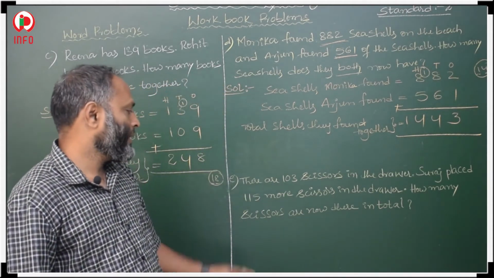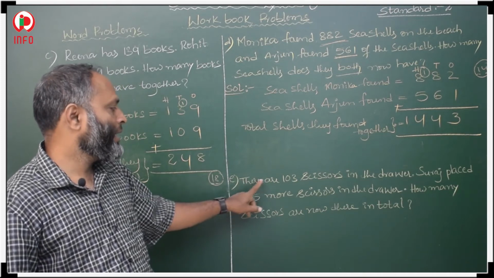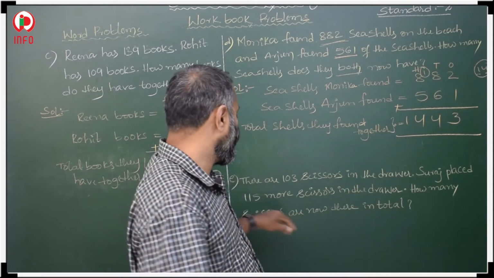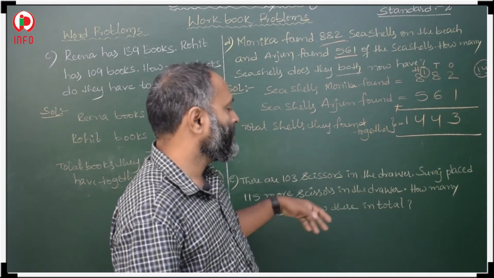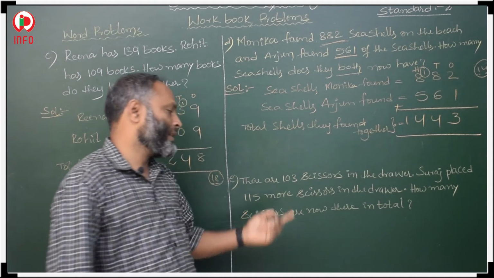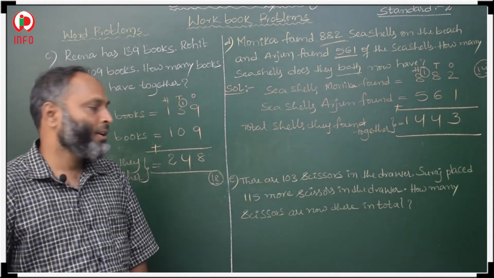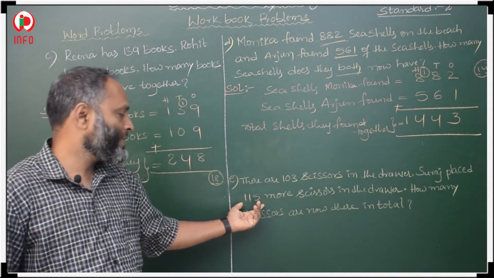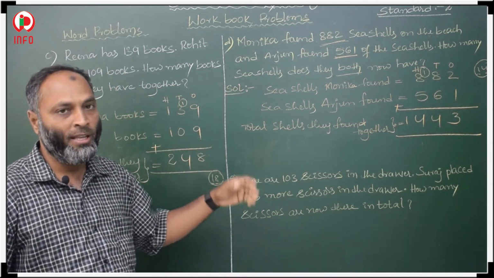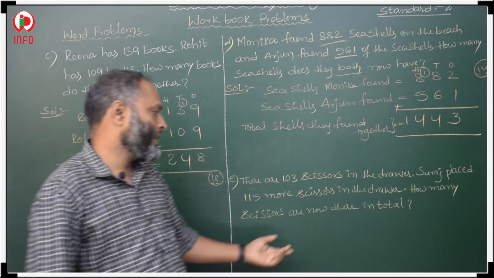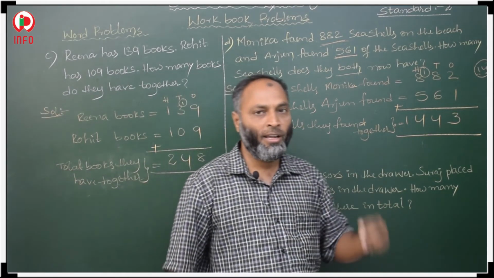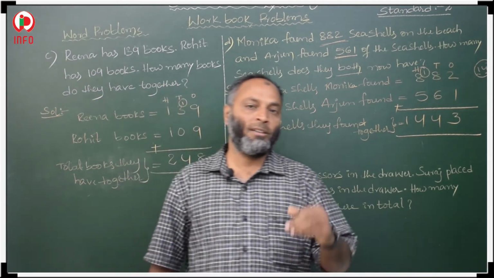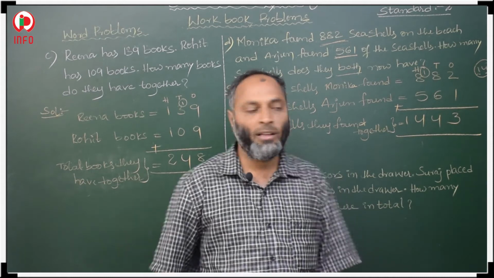Now after that, the next question: there are 103 scissors in the drawer. Suraj placed 115 more. So then how many scissors are there now in total? Total, how many scissors were there at the beginning? 103. Then how many scissors were placed? 115. So total means we have to add. Total, in all, together, sum, addition, all this means we have to add.